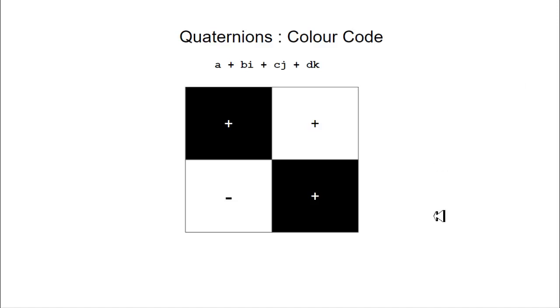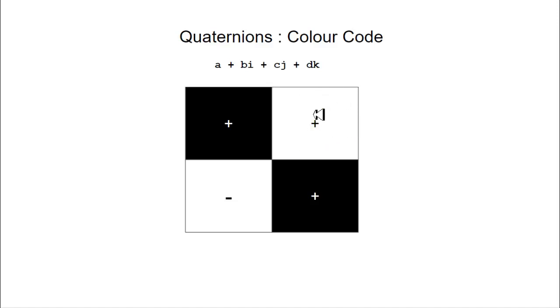So now what I'm going to do is colorize the Quaternions. So I'm going to apply a similar kind of logic to the Quaternions. Now the complex numbers have a plus bi, but the Quaternions have a plus bi plus cj plus dk. So instead of one imaginary component, Quaternions have three imaginary components. So what I'm going to do is colorize the Quaternions.